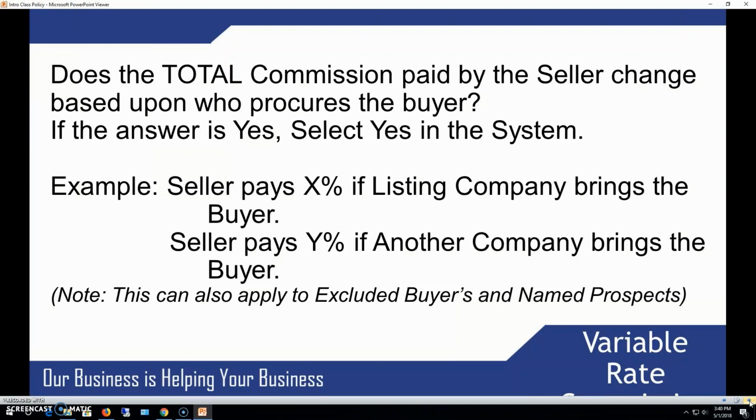In the example on the screen, if the seller agrees to pay X percent in commission if the listing company brings the buyer, and a different rate of Y percent if another company brings in the buyer, the listing would need to be checked yes for variable rate commission.